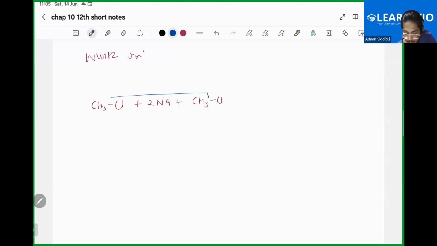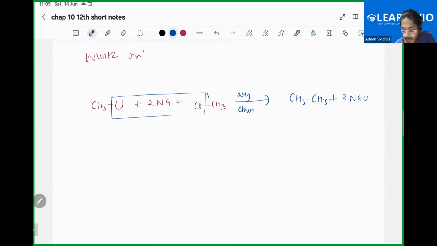You will write it like this, right? You will eliminate two equivalents of what? NaCl, in the presence of dry ether, and you will get CH3CH3 plus 2 NaCl. This is what? The Wurtz reaction.